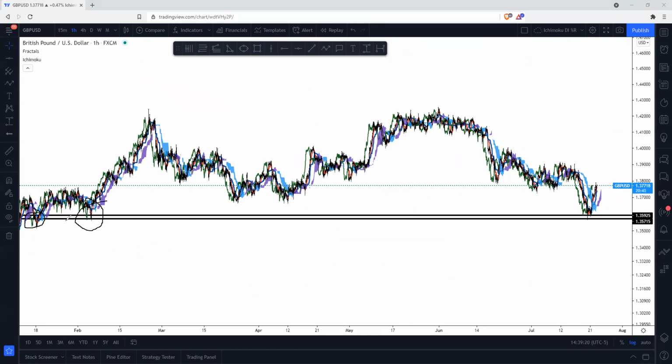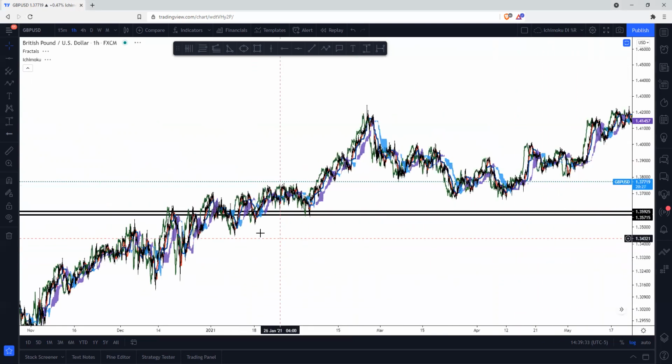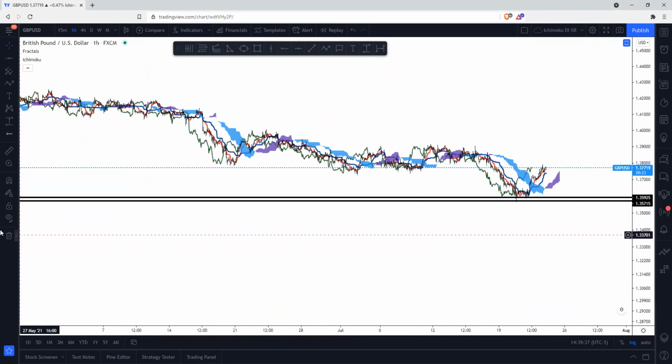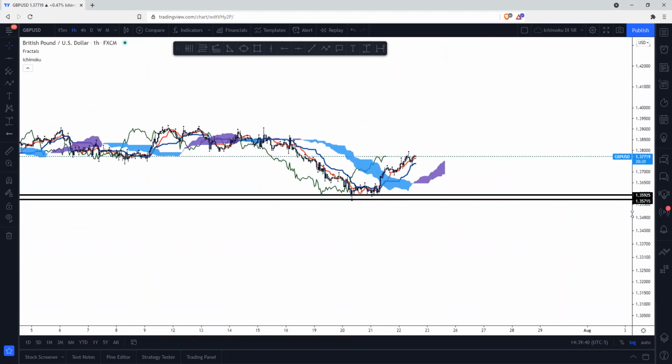Price barely only tested this level pretty much twice, actually three times: one, two, and three back over here. So it literally tested three times. So we know that this is an area where price will respond. And it looks like every time price gets in this area, it's always bullish. So you're thinking bullish in this area here.